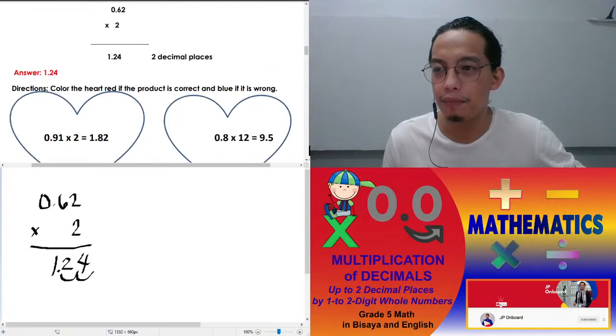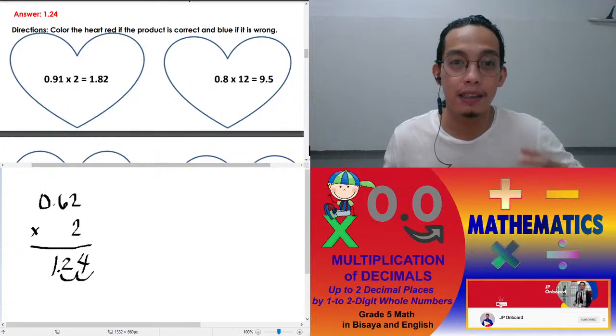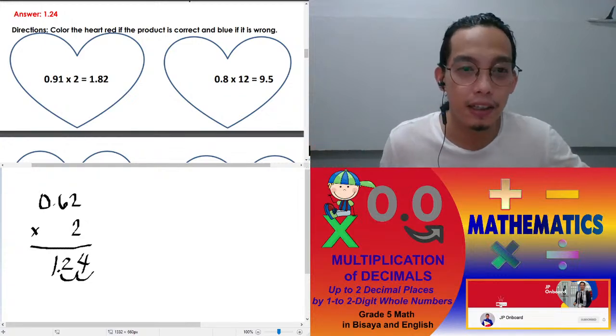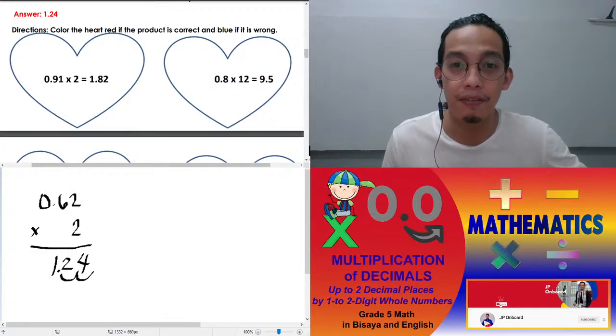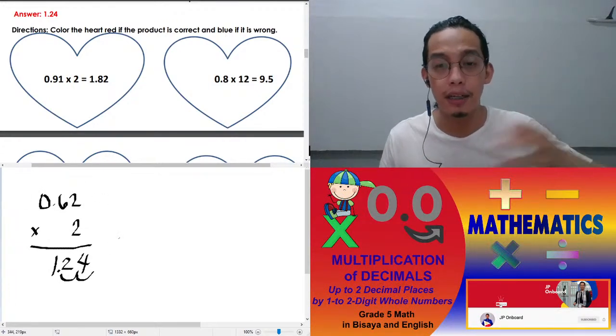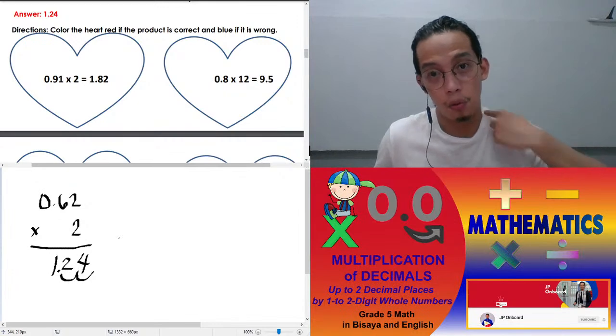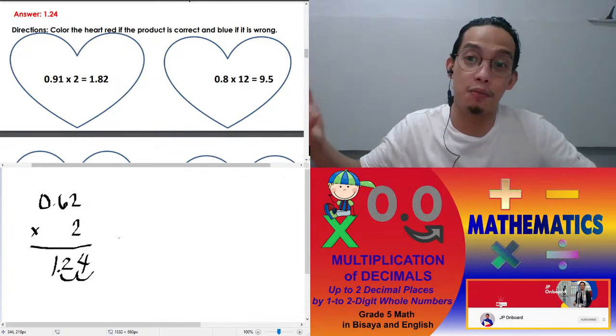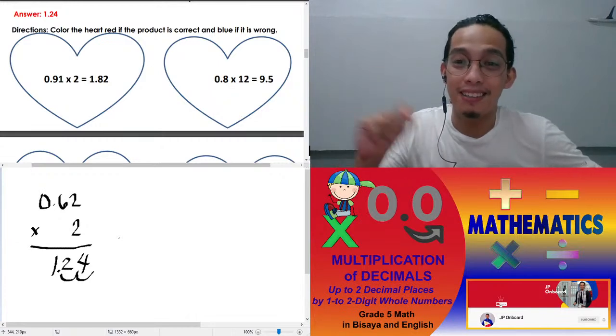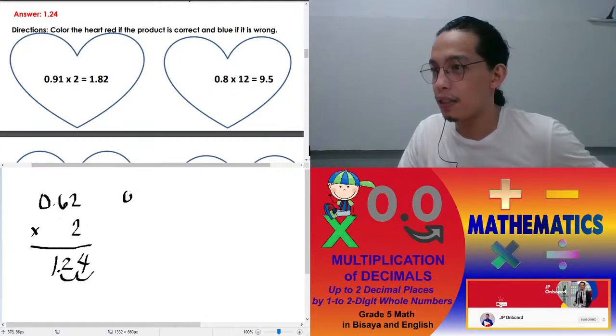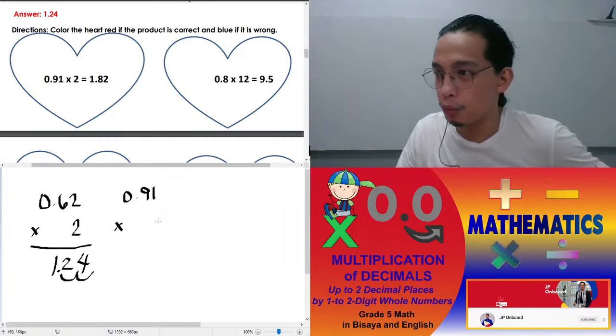Let's see another example here. This is an activity for you already. Directions: color the heart red if the product is correct and blue if it is wrong. So let's try to answer. Ato ansiran and ato i-check kung sakto siya, koloran ang heart og red, and kung wrong, blue ang i-color. So if this is your module, mag-crayon and shade it. Okay? So the first one is 0.91 times 2. Let's see if it's 1.82.